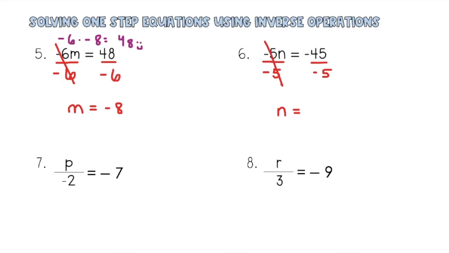-45 divided by -5 is equal to a positive 9. Here, my rule is that a negative number divided by a negative number will equal a positive. Let's check our work. -5 times 9 does equal -45.